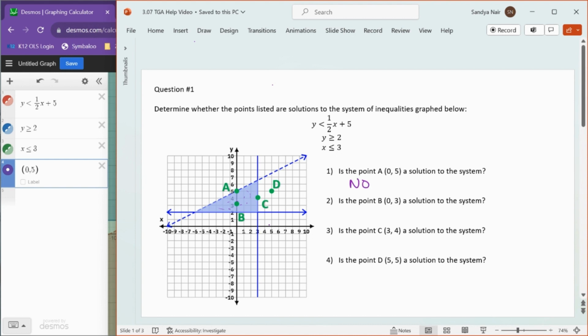If we look at (0, 3), you can see point B is well within our feasible region, so that will be a solution. Then (3, 4), you can see that's on a solid line. Solid line means that point is included, so (3, 4) will be a solution also. (5, 5) is way over here outside our feasible region, so point D is not a solution to the system.